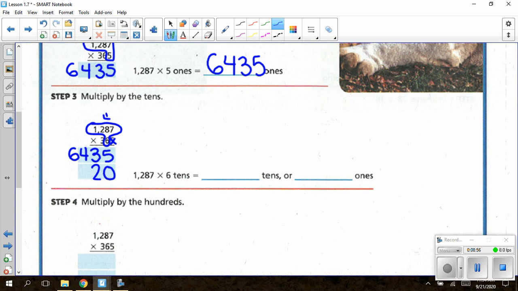Drop the 2, regroup the 4 above the tens place. 6 times 8 is 48. 48 plus 4 is 52. Drop the 2, regroup the 5 above the hundreds place. 6 times 2 is 12, plus 5 is 17. Drop the 7, regroup the 1 above the thousands. And 6 times 1 is 6, plus 1 is 7. So that means 1,287 times 6 tens would be your 7,722 tens. Or to show that in ones, because I essentially multiplied that by 60, I would have my 77,220. So that is my second partial product.